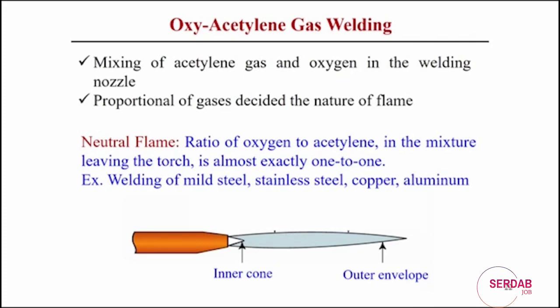In this case, welding of mild steel, stainless steel, copper, aluminum, all these types of materials can be welded using the simple gas welding process. And here, with the neutral flame, we assume the proper mixing of oxygen and acetylene happens, and depending on the nature of the flame, the applicability to different materials can be decided.